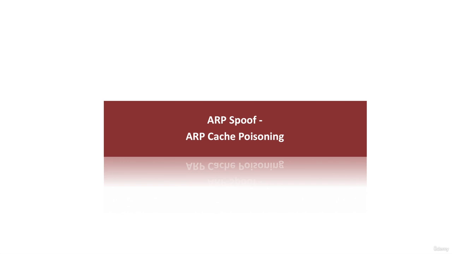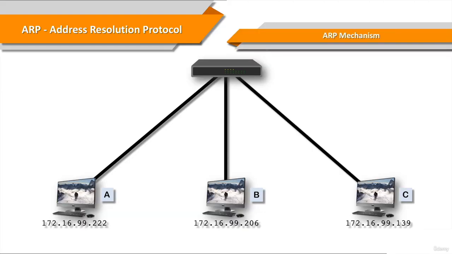Address Resolution Protocol, ARP, is a network layer protocol used for mapping a network address such as an IPv4 address to a physical address such as a MAC address. To simulate how the ARP mechanism works, we have a small network in the slide: a switch on top, and 3 computers connected to it. Computer A wants to talk to computer C.